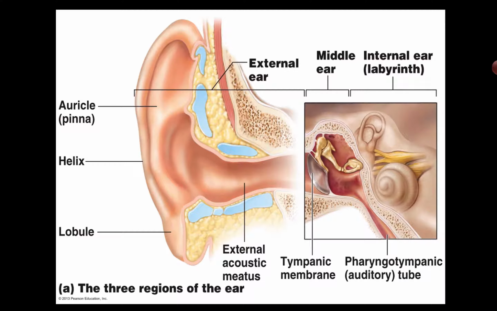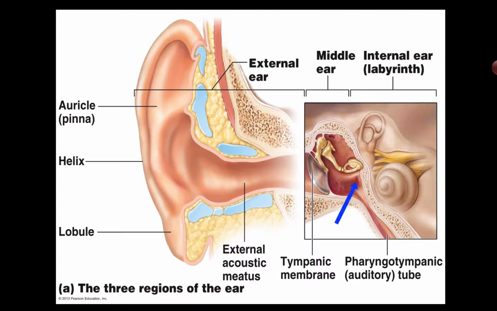But the middle ear is air filled, and it has three of the smallest bones in the body in it. These bones are called auditory ossicles, and we've got the malleus, the incus, and the stapes in that order from the external towards the internal. Now the malleus attaches to the internal surface of the tympanum. The incus is the middle bone, and then the stapes has its base attached to the oval window. That oval window leads directly into the inner ear.